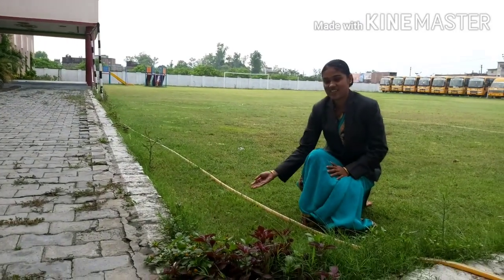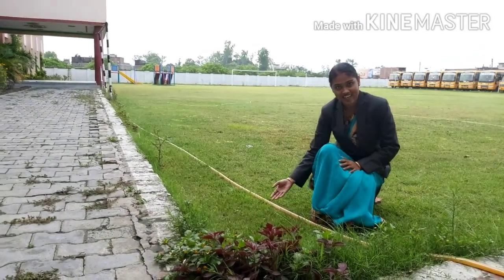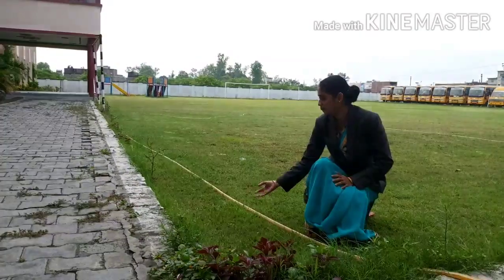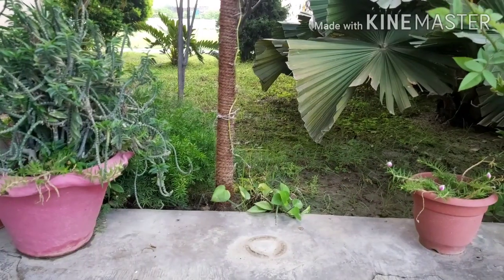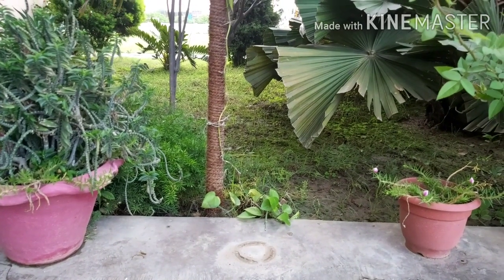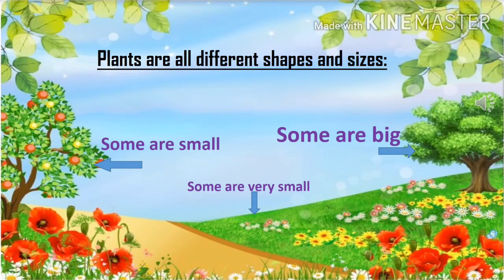You can see very small plants. They are grasses. Grasses are very small plants. Like money plants, some need support to grow. As we have seen, plants are of different shapes and different sizes. Some are big, some are small, and some are very small.